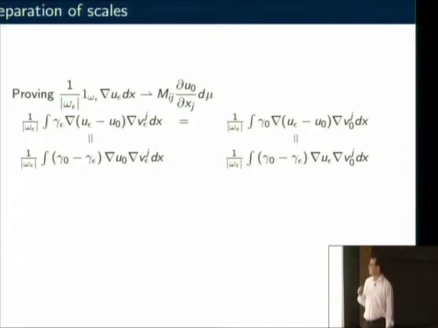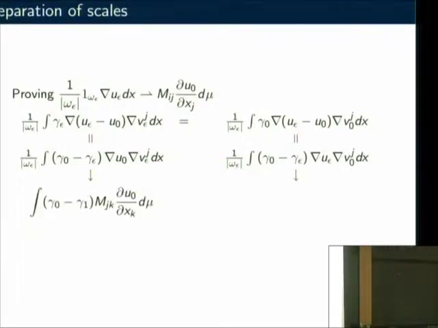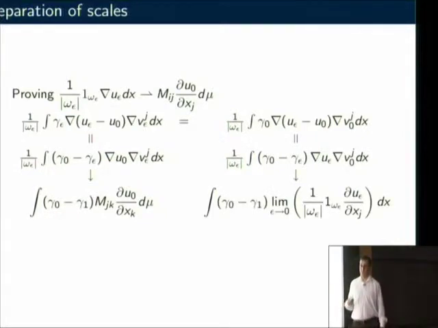Very good. So now what do I have? On the right-hand side, this is gamma 0 minus gamma 1, indicator function of my set, v epsilon. So that's the definition of m, gradient u0. The only thing which depends on epsilon is my u epsilon. So this is exactly what I wanted.